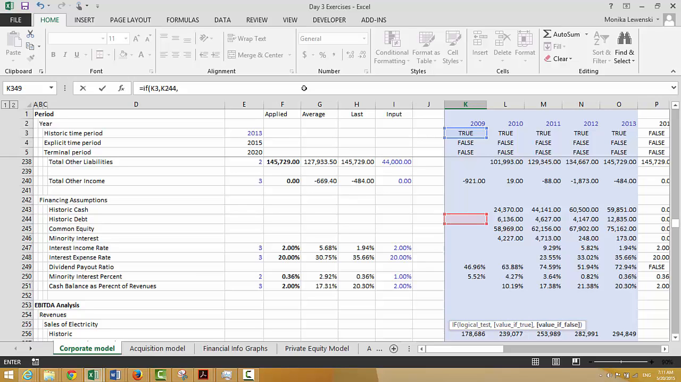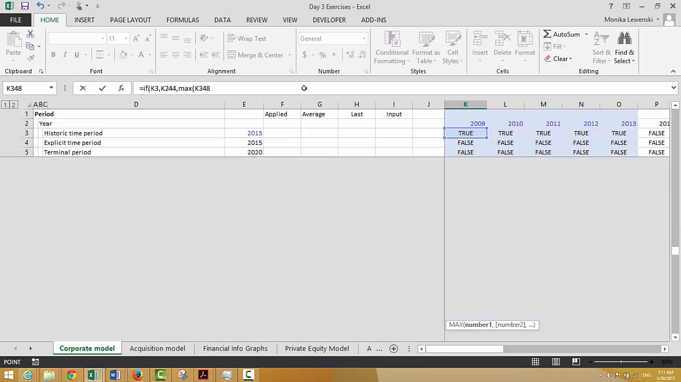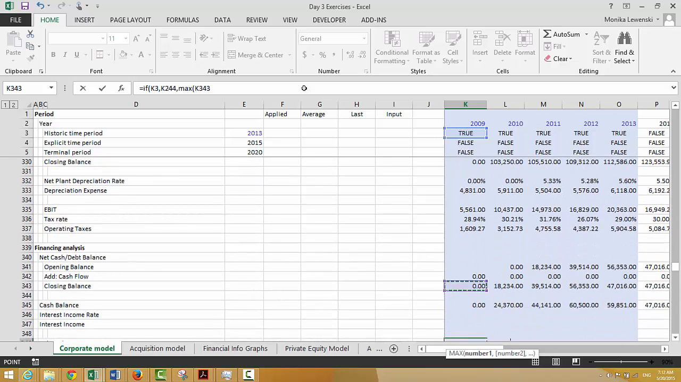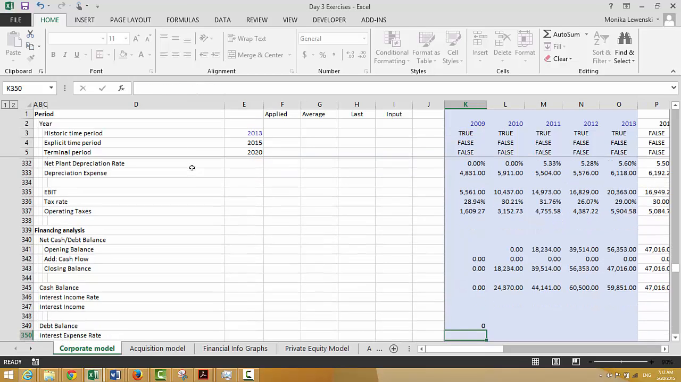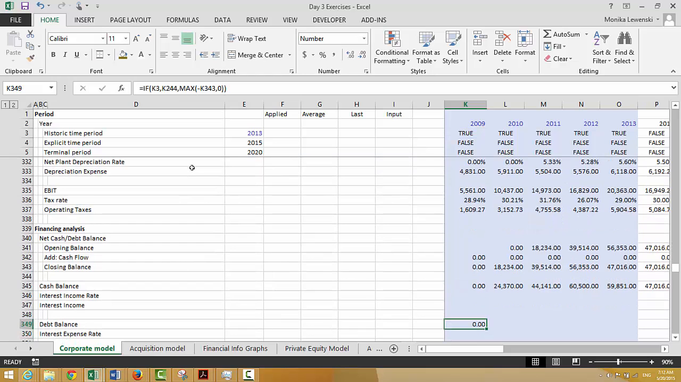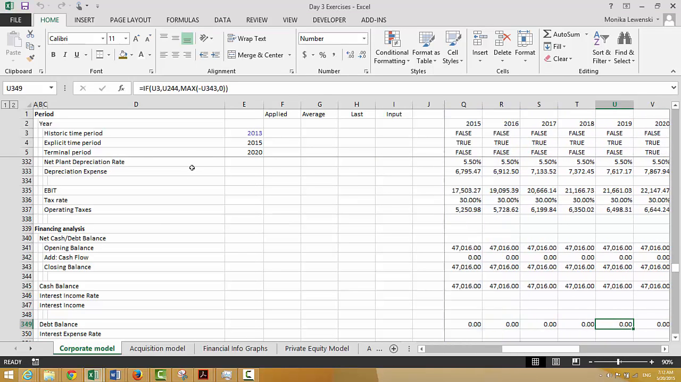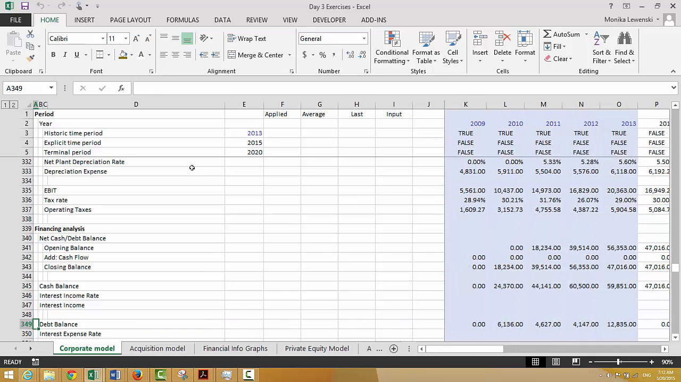Otherwise, we'll take the maximum of this closing balance, or 0. But when we take that, we'll put a minus on it, so we'll only take it when it's minus. We'll switch any minus to a plus and then take it. Okay, so what happened there is, since it was positive, this just went to 0.